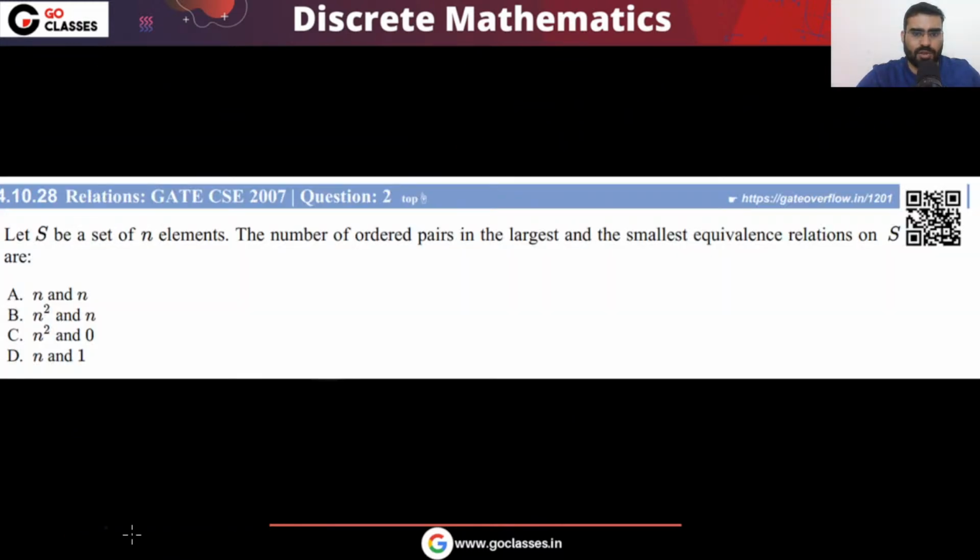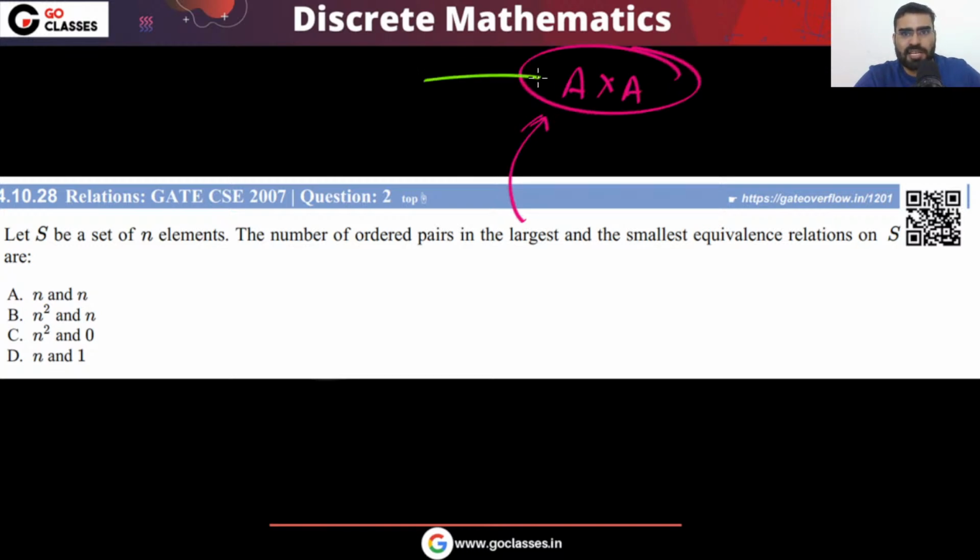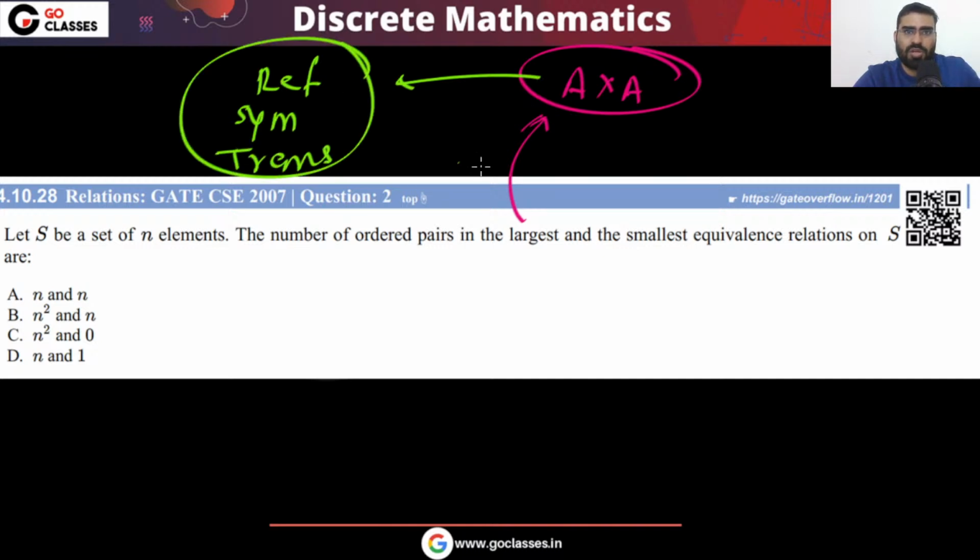Tell me what is the answer for this question? This is the last question, GATE 2007. You have a set of n elements. The number of ordered pairs in the largest and smallest equivalence relation. See, the largest equivalence relation will be A cross A. This A cross A is reflexive, symmetric and transitive also. So the largest equivalence relation will have n square pairs.